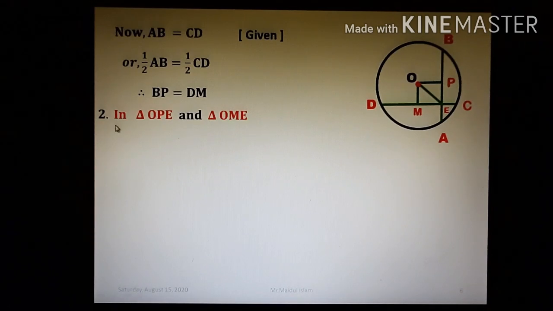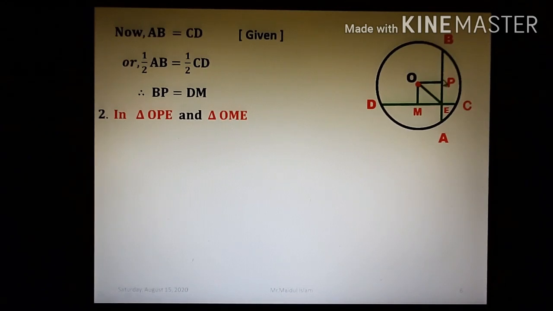In step number 2, in triangle OPE and in triangle OME, in these two triangles, what are the similar things here? Okay, my dear, when you have drawn the perpendicular here, where have we drawn the perpendicular, my dear?